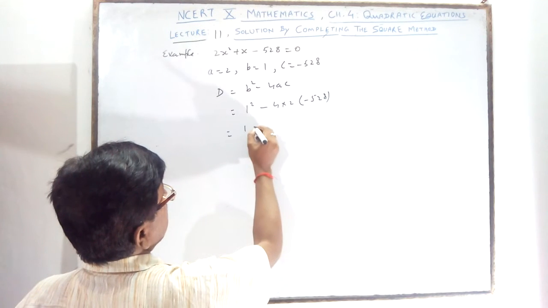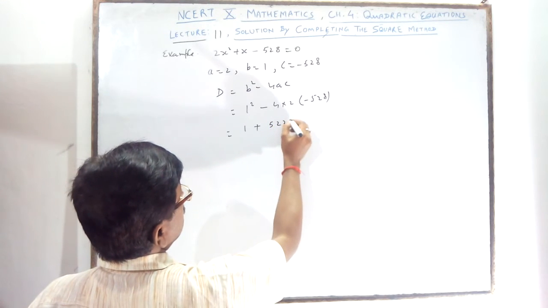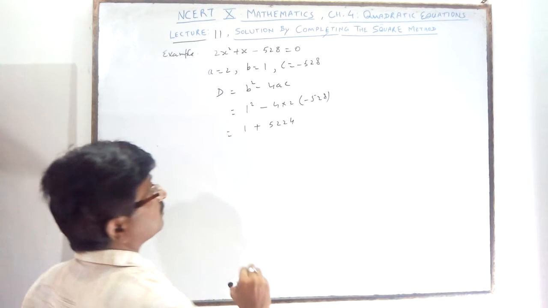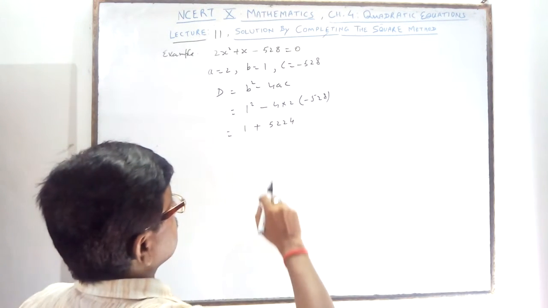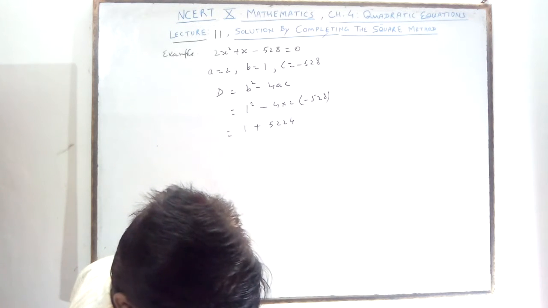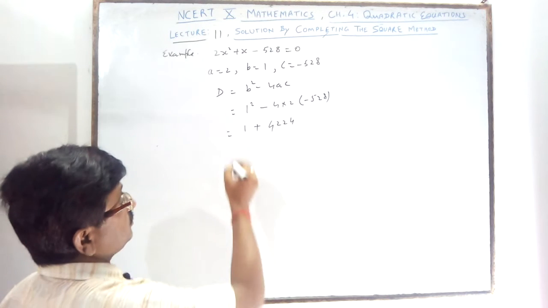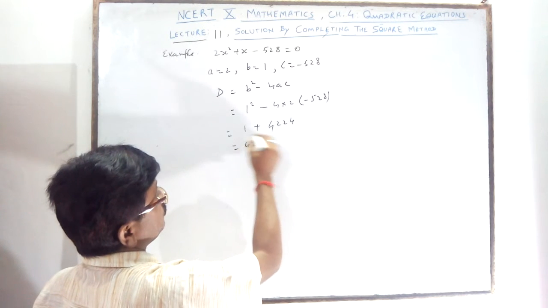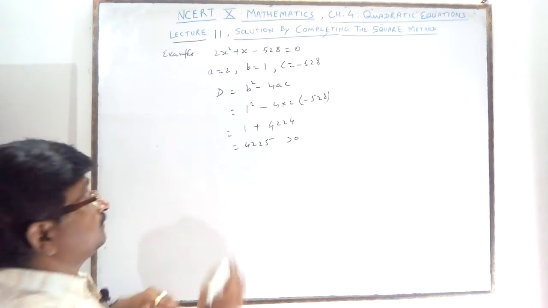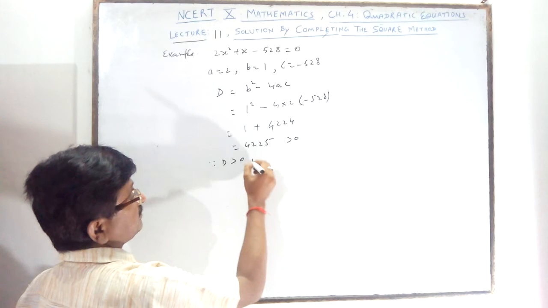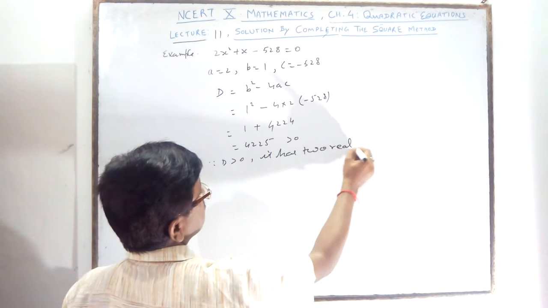Calculating it, 8 8 is 64, 8 2 is 16, and so here you will get 4224. So you add it, you are getting 4225. It is greater than 0. It means it has two real roots. Because D is greater than 0, so it has two real roots.